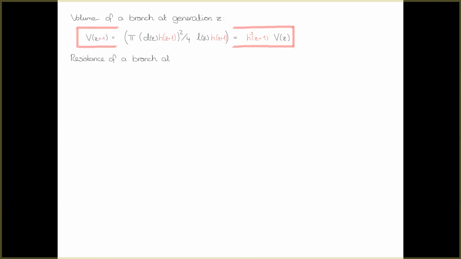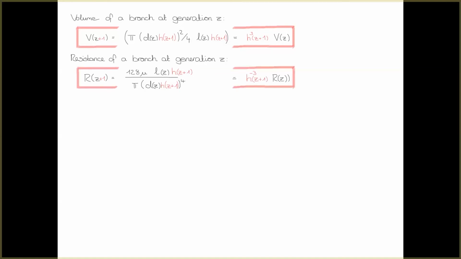Now let's look at the resistance of one of these cylinders of a branch at generation Z. We can now use Poiseuille's law. I just write it down here and do the same thing. When I go to Z plus 1, I have to multiply L with this reduction factor, and D also I have to multiply with this reduction factor. Now you see that the reduction factor appears once here and to the power of 4 there. So that means we have a scaling of the reduction factor to the power of -3 times the resistance at the previous generation.